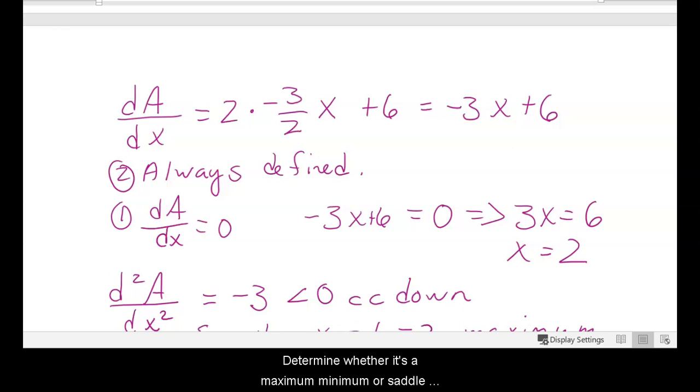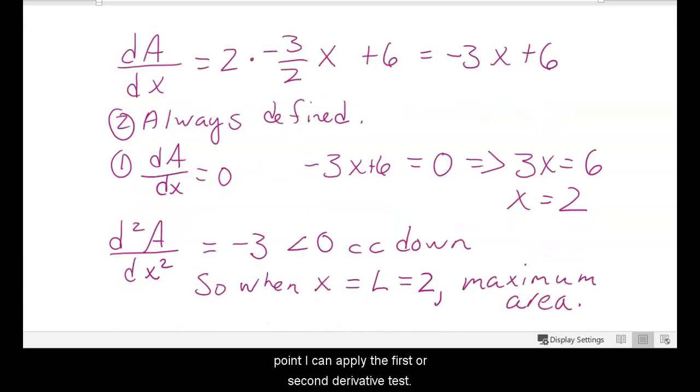To determine whether it's a maximum, minimum, or saddle point, I can apply the first or second derivative test. When it works, the second derivative test is faster, but of course it does not always work. In this case, however, it does. When I apply the derivative again to the first derivative, I get the second derivative, which is -3. Because this is always negative, that tells me the graph is always concave down for the area function. That means that at this critical value, x equals 2, I must have a maximum. This is where the maximum area occurs.